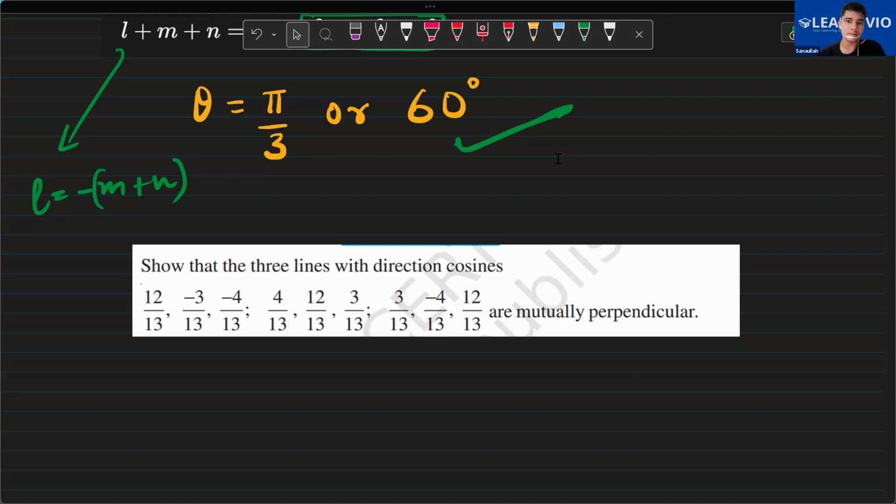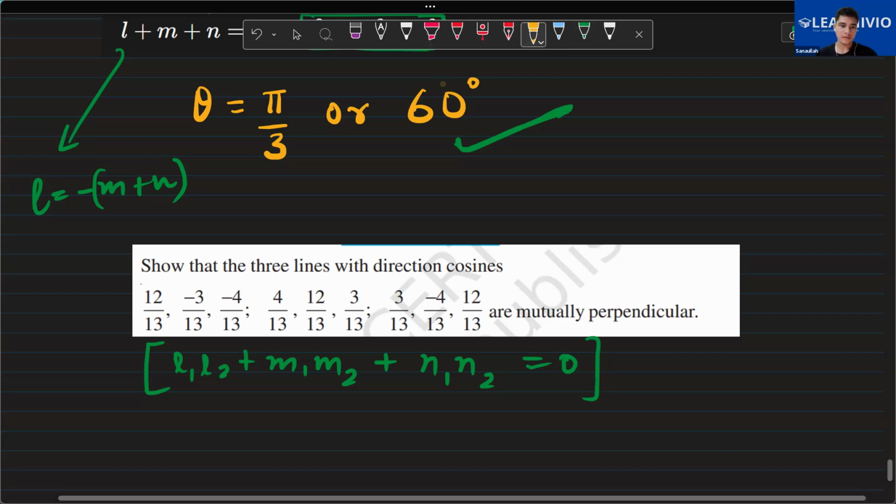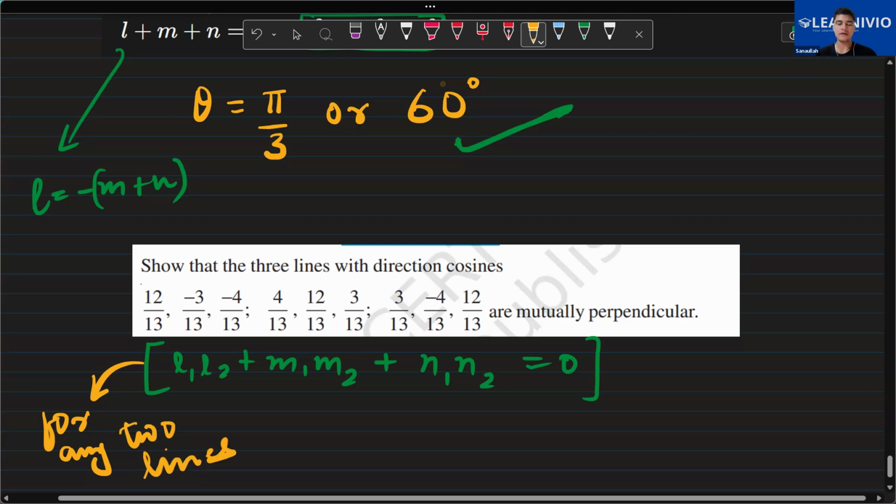Is it done? Done, sir. Okay. So इसमें you know this formula: L1 L2 plus M1 M2 plus N1 N2 is equal to 0. This is for any two lines. All right.